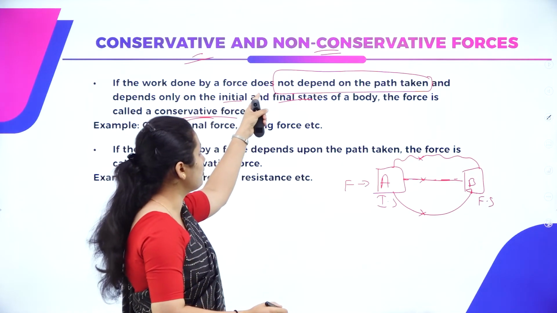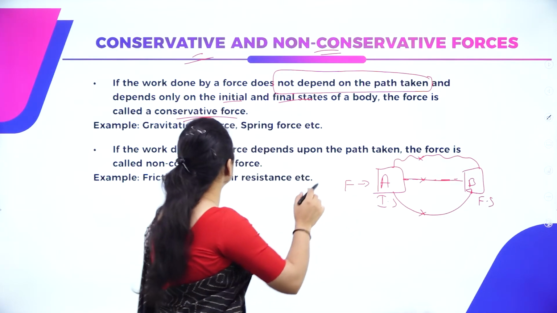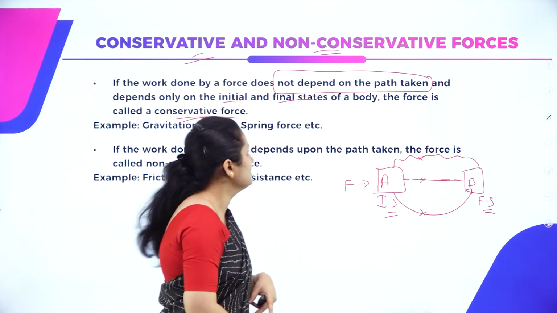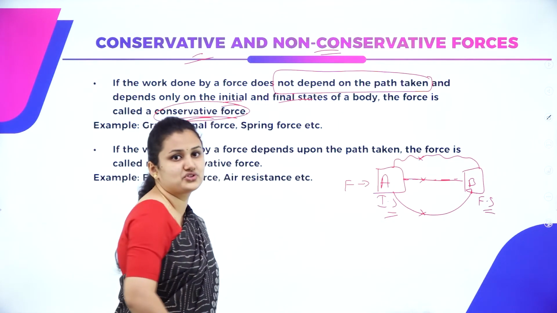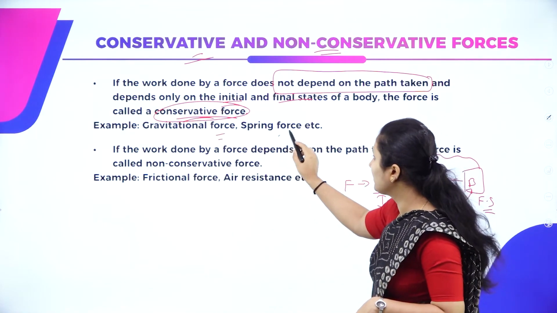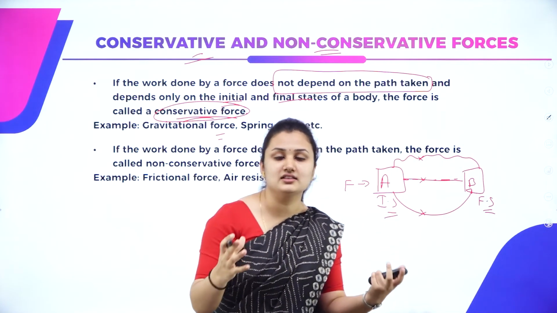Work done by the force does not depend on the path that I have taken, but only on the initial state and the final state of the body. That is called a conservative force. Examples of conservative force are gravitational force, spring force, etc. So gravitational force is conserved.